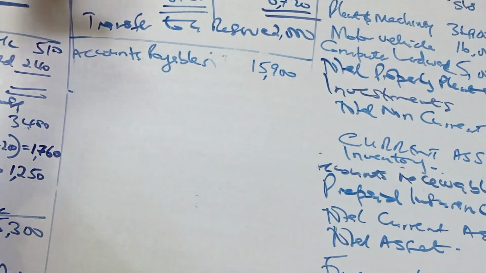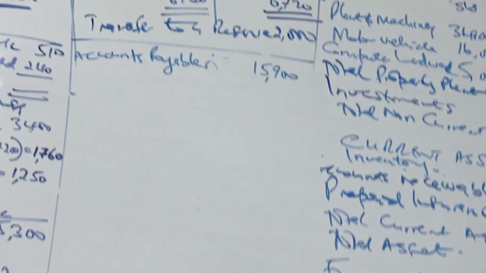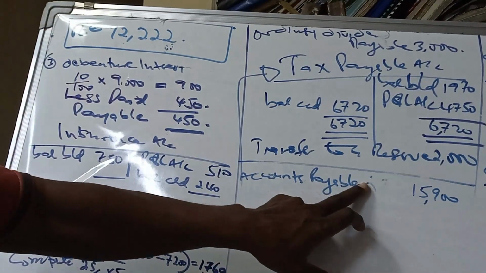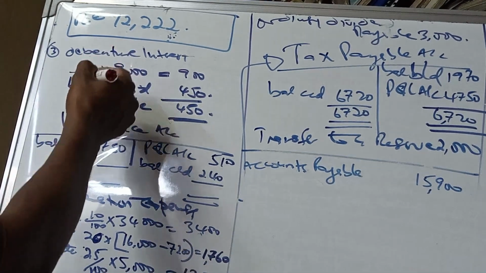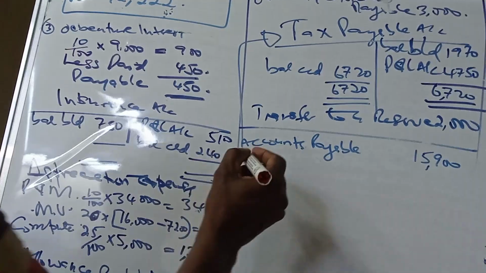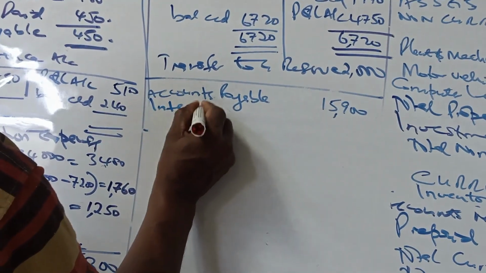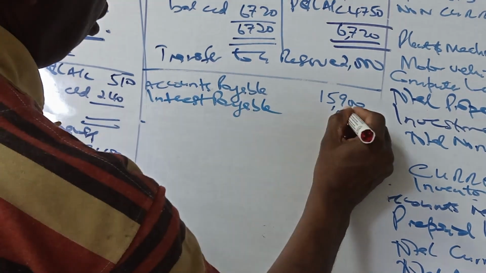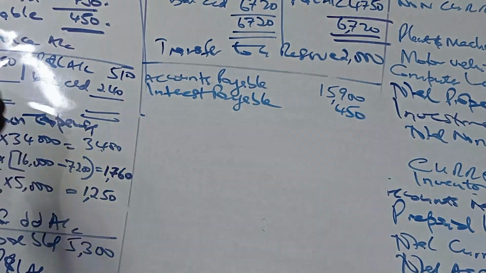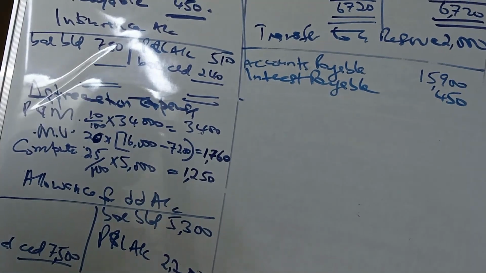So again, we quickly look in our workings to find out if there are other current liabilities. We have the debenture interest payable of 450.